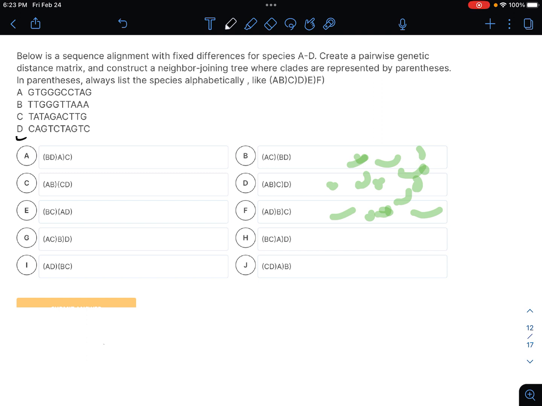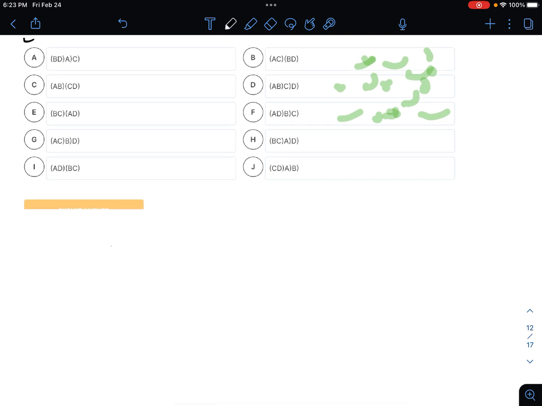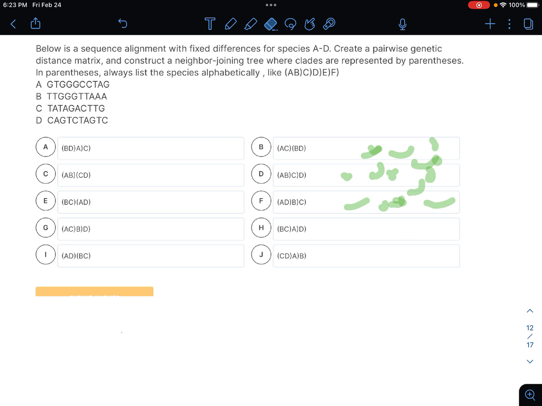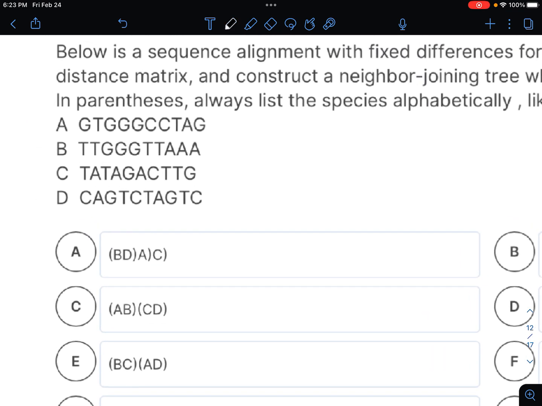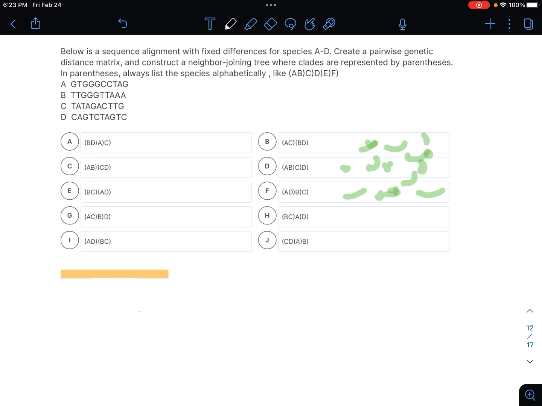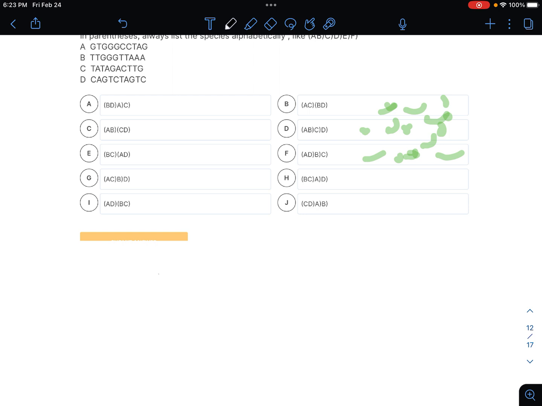Create a pairwise genetic distance matrix and construct a neighbor joining tree, where clades are represented by parentheses. Parentheses always list the species alphabetically. Alrighty, so this is basically asking for us to draw a tree out, so it would look something like one of these phylogenetic trees, but instead of species, we're looking at different mutations in this sequence here. So for species A, B, C, and D, there's their sequences, so we need to also set up a matrix, and then the distance matrix, you could do it for either similarities or differences.